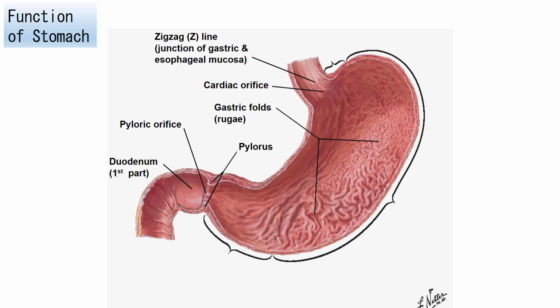The pyloric orifice on the other end leads into the duodenum, so part of the small intestines, and that opening is going to be surrounded by the pylorus or the pyloric sphincter, which is basically just a thickening of the circular muscle layer of the stomach. Most of the time, the pyloric orifice is going to be closed when the stomach is digesting food, but the sphincter will relax intermittently to allow chyme to pass into the duodenum.